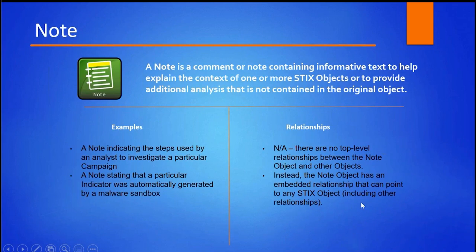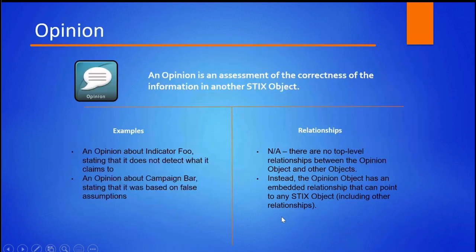For the note object, again, there are no top-level relationships between the note object and other objects, but it does have an embedded object reference that can point to any STIX object. So if, for example, I want to make a note on some other analyst's discussion of an infrastructure, I can create a note object and make a note on that. The opinion object, again, has no top-level relationships, and we have embedded relationships there, and we can point to other STIX objects.